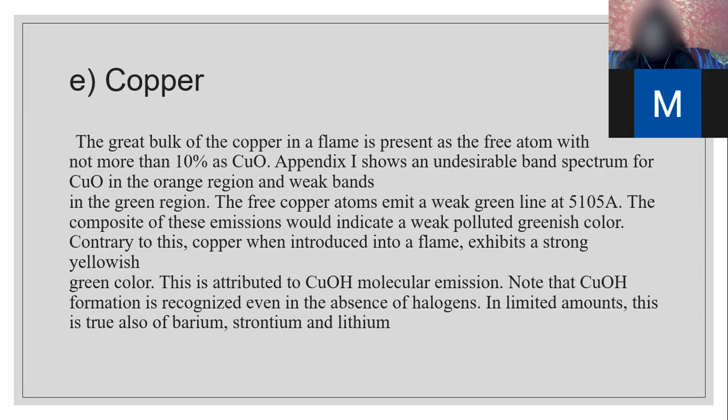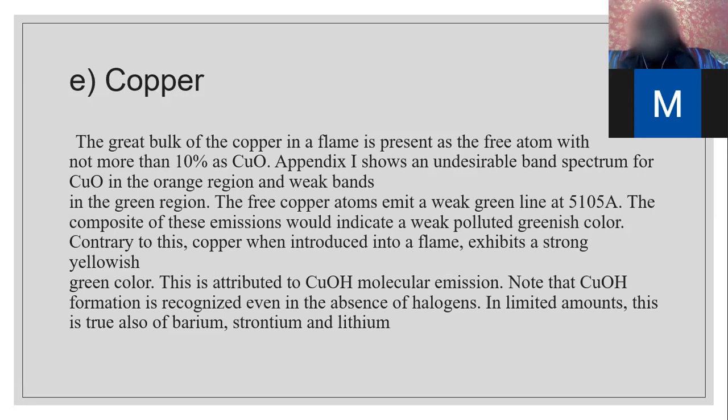And the last one is copper. The great bulk of copper in a flame is present as the free atom with not more than 10% as copper oxide. There is an undesirable band spectrum for copper oxide in the orange region and weak bands in the green region. The free copper atoms emit a weak green line at 5105 angstrom. The composite of these emissions would indicate a weak, polluted greenish color.